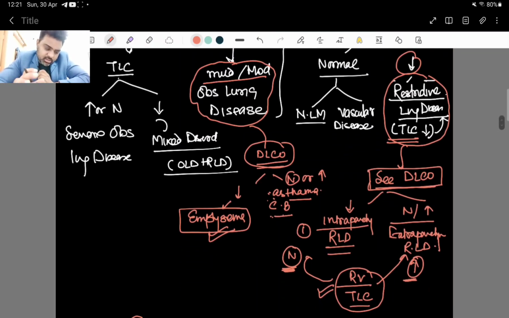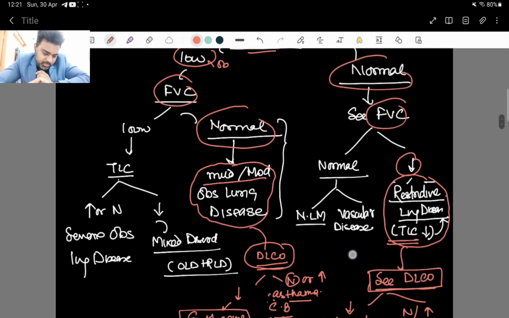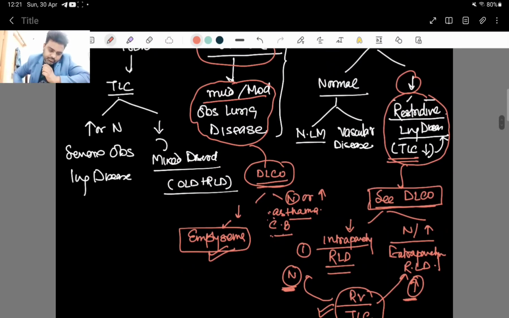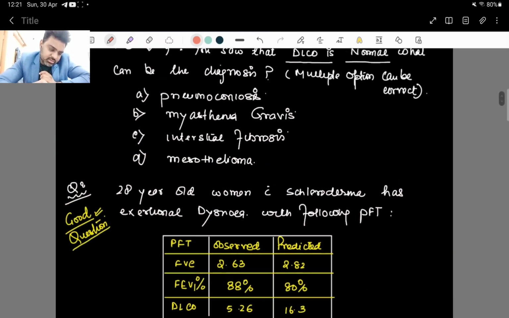Okay, so this is the help of doing this. So DLCO helps us at this point. Okay, now coming to this question, if you have understood this, we will come to a question.